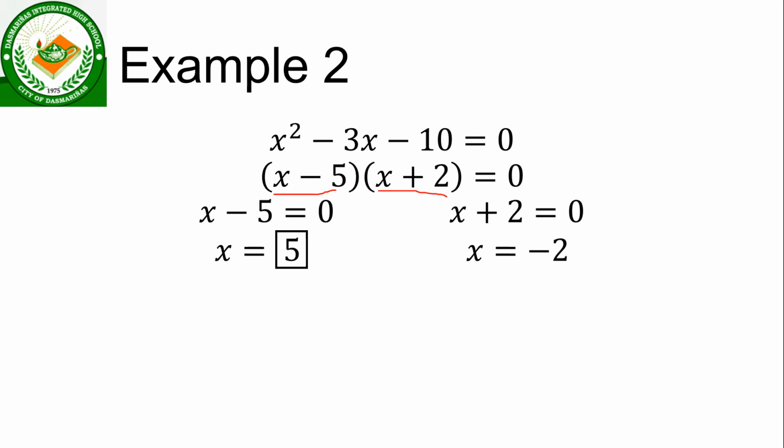But as you can see, 5 is the only considered solution because negative 2 is what we call an extraneous solution. Why is it called an extraneous solution? Because if we replace x by negative 2 in our original equation, it will turn our rational expression undefined. So we are not going to consider negative 2. We are only to consider 5 as the only solution for this problem.